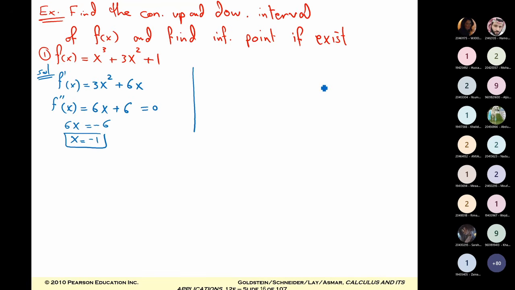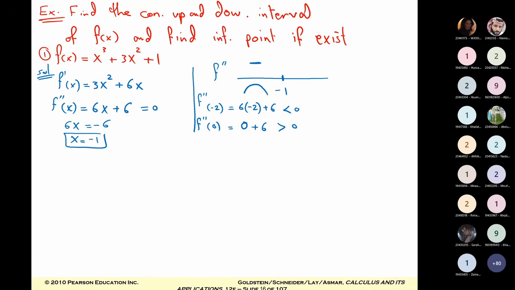Now, this is f double prime around negative 1. We need to check the sign of f double prime. Put, for example, negative 2. So we have 6 multiplied by negative 2 plus 6. So this is negative, concave down. And f double prime at 0, we have 6 times 0 plus 6, greater than 0. So this is concave up.